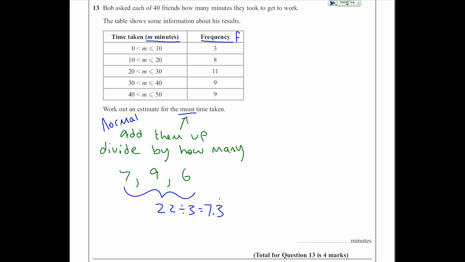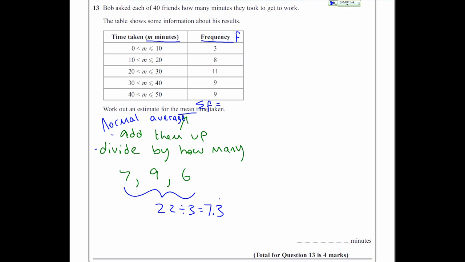This is not a normal average because we haven't got all our numbers written out. What we've got is our numbers grouped into different categories. If it's between 0 and 10, 10 and 20, etc. Now what we still want to do is add them all up, and we still want to divide by how many there are. But it's slightly different how we have to do it. Now, how many there are is to do with this frequency. And we're going to add up these frequencies to get the total number.